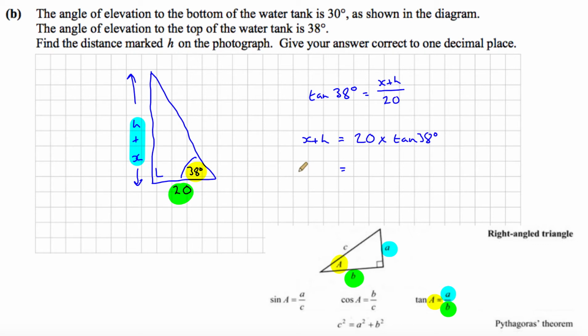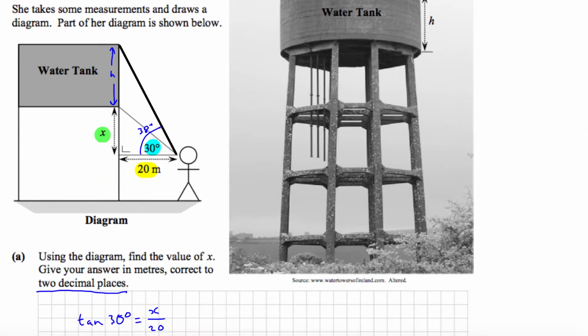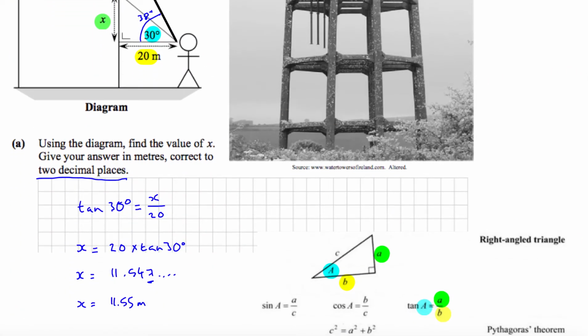So that gives us, on the right side, 15.6257, and on it goes. On the left here we have x plus h. Now we've already worked out x from the previous question. We found x to be 11.55, so we can use that.